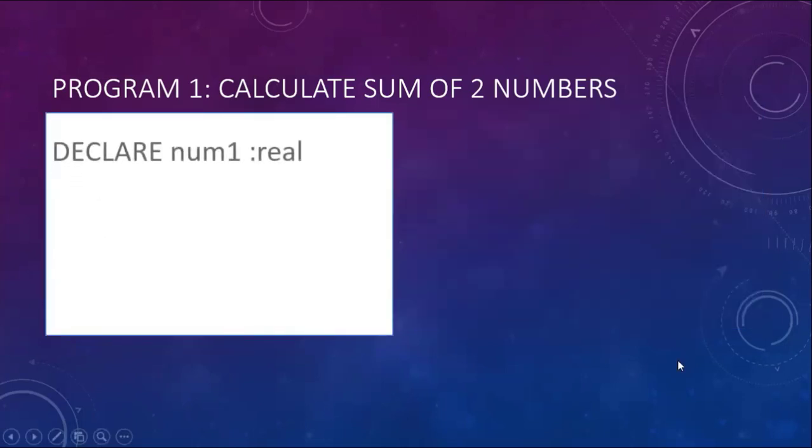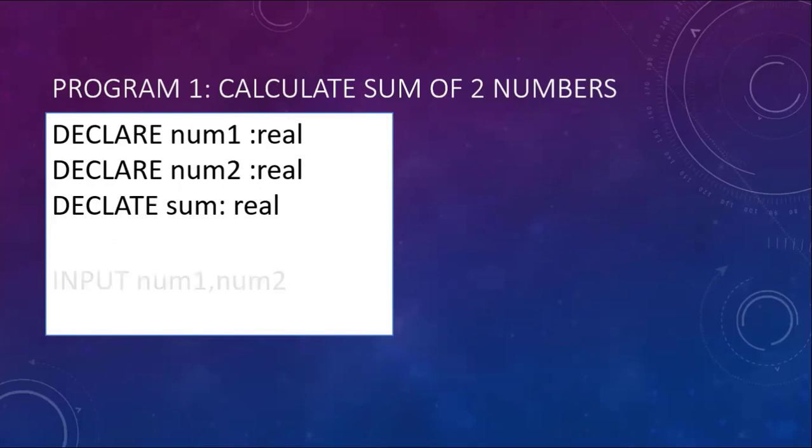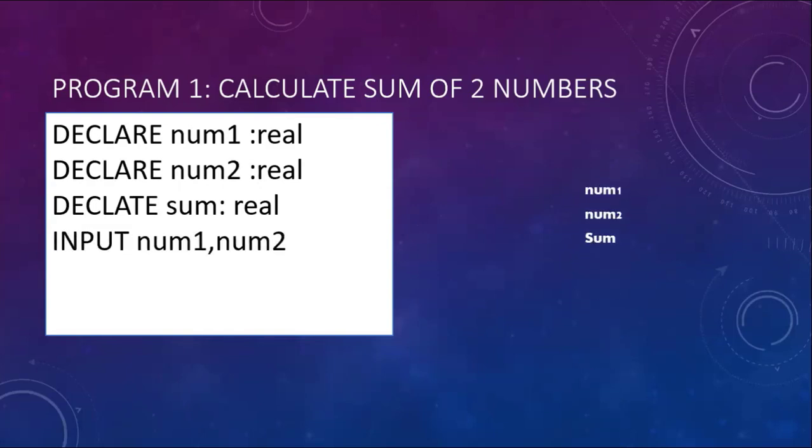Animation to show you that. When we declare num1, we declare num2, and we declare sum. We input num1 and num2. So num1, num2, and sum are three different variables. We have three memory locations reserved for them. When I say input num1 and num2, the user types two values, which are 3 and 5.